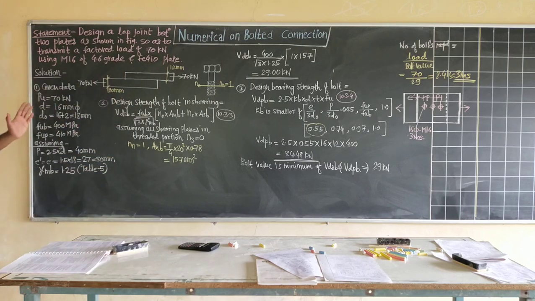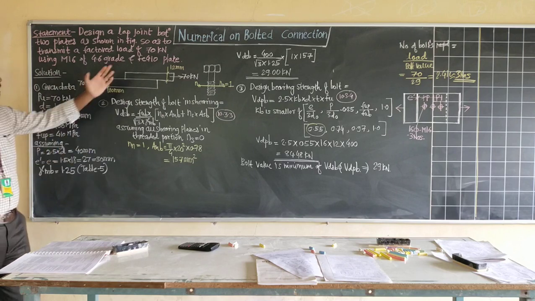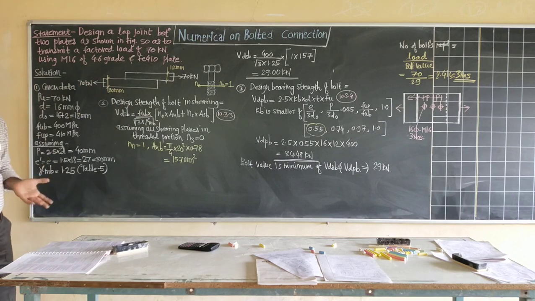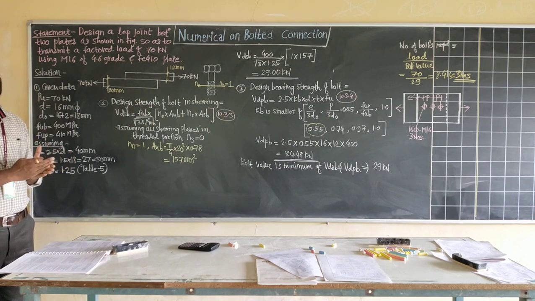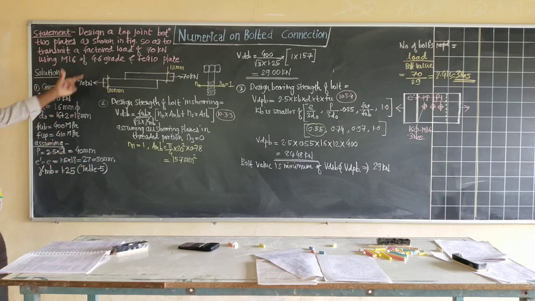So in the problem they are asking to design a lap joint. In short, you have to calculate the number of bolts required to transfer a force of 70 kN, and as we are going to design the number of bolts you need to define the specification for those bolts, either what will be the pitch distance and what will be the edge or end distance. So this is the given data based on the statement.